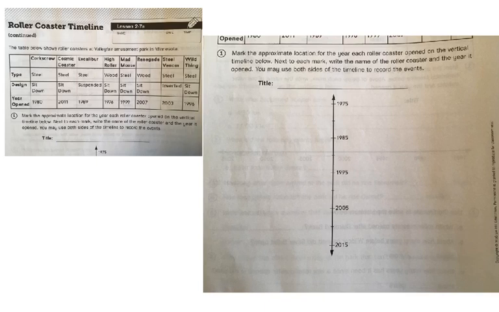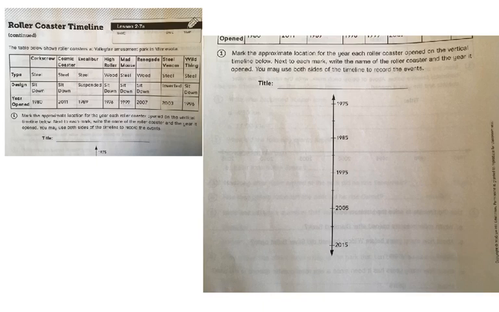Our last page that we'll do together in the video is another roller coaster timeline, but this one is actually talking about Valleyfair, which is in Shakopee, Minnesota. Maybe you've been there. So this timeline just looks a little bit different. It's set up going vertically or up and down. So we have several different rides at Valleyfair.